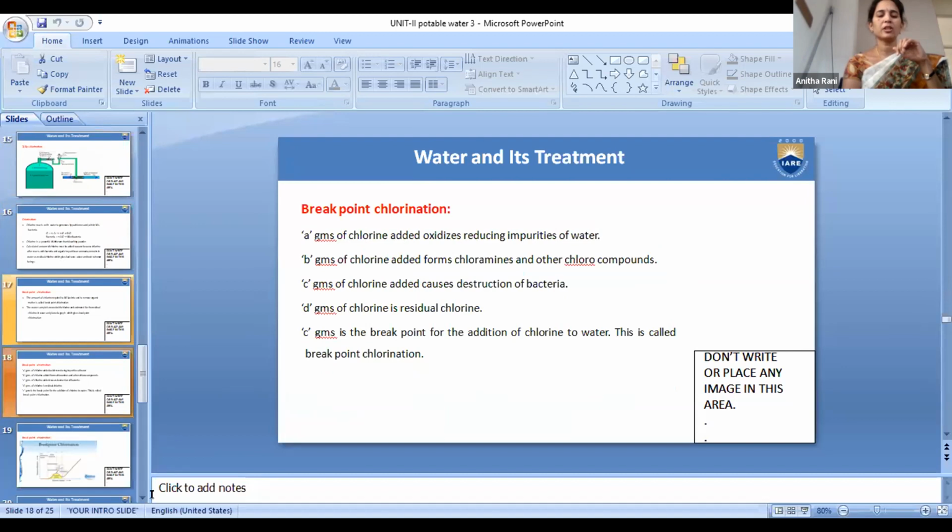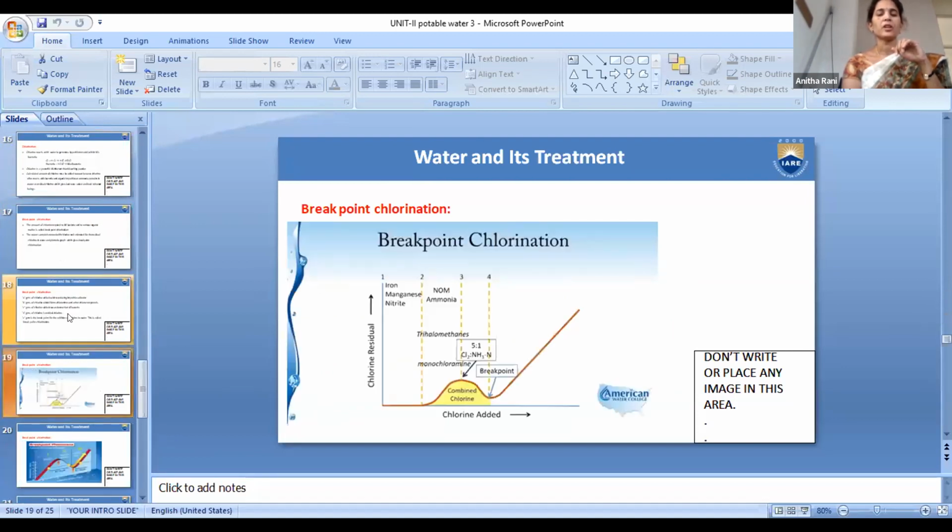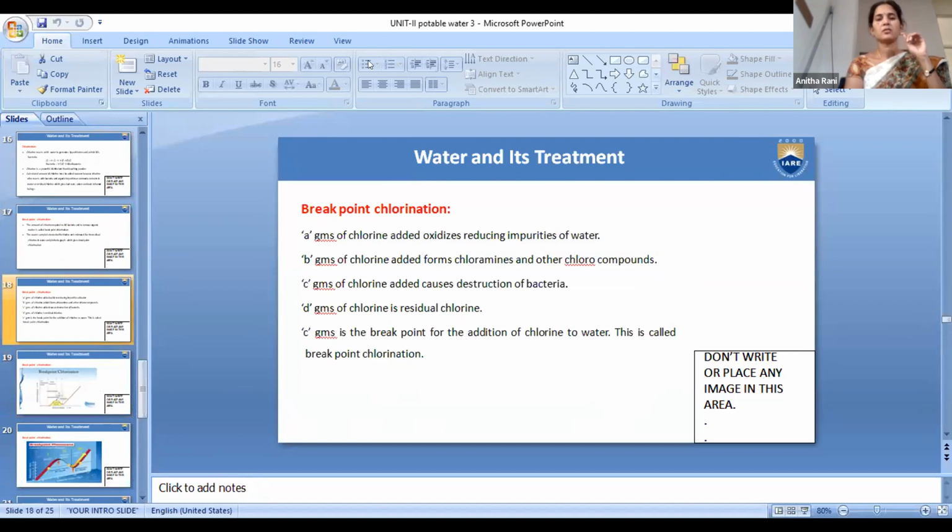See now, breakpoint chlorination, I will tell you slowly so you can understand. Okay. Now see, for example, students, you are listening to me. This is important.